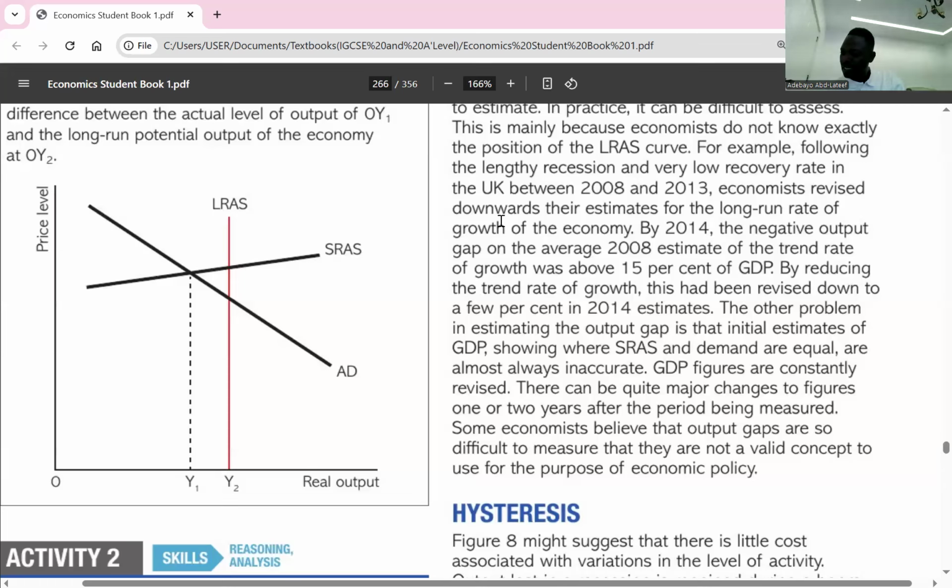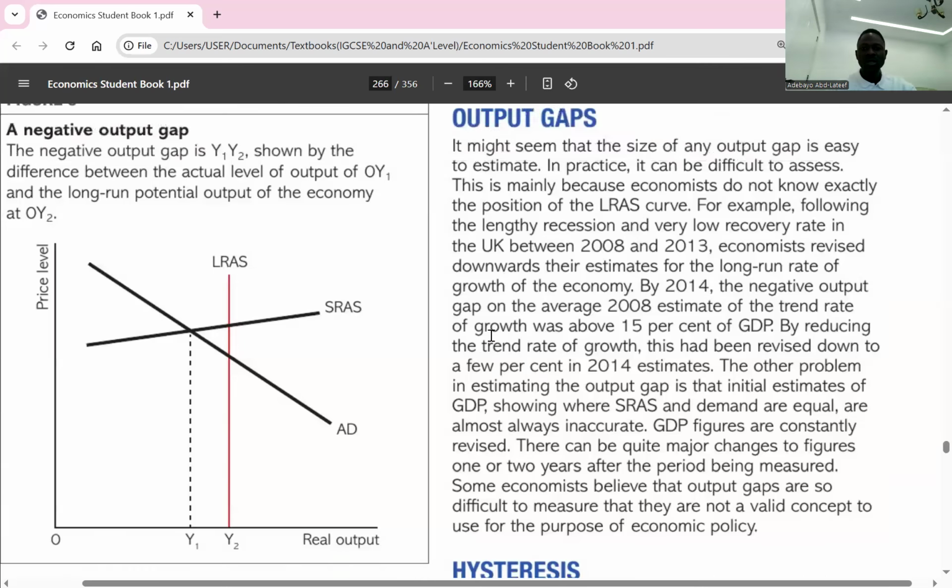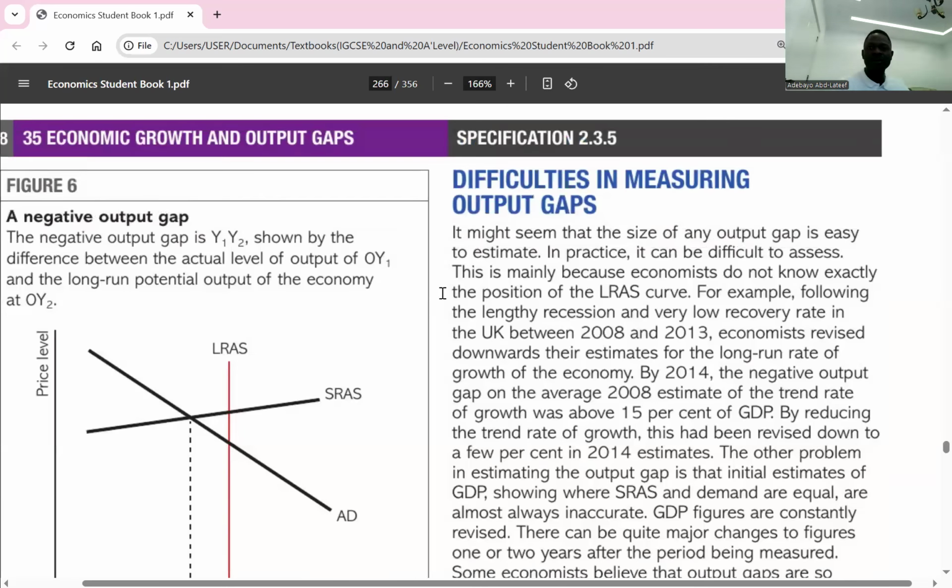So that ends positive and negative output gaps. The next class we're going to talk about difficulties in measuring output gap and the rest. Hysteresis, yeah. Take care.